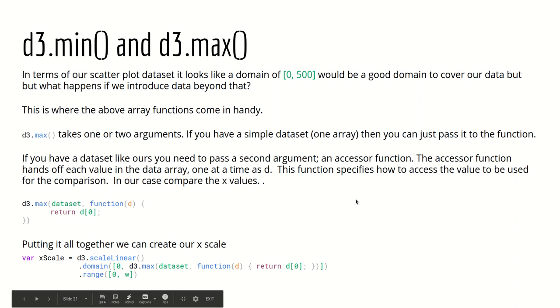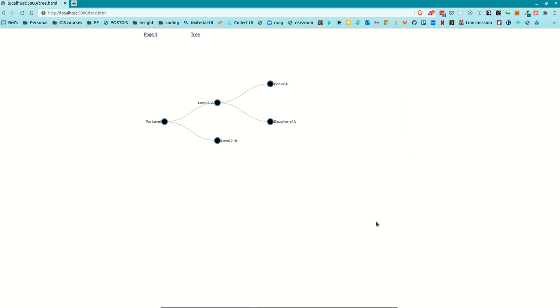That's it for today's lesson. Next lesson, we are going to be running through a tree graph. So this is what we're looking to build, an interactive tree graph that has parents and children, and you can click on. Okay, thank you very much.